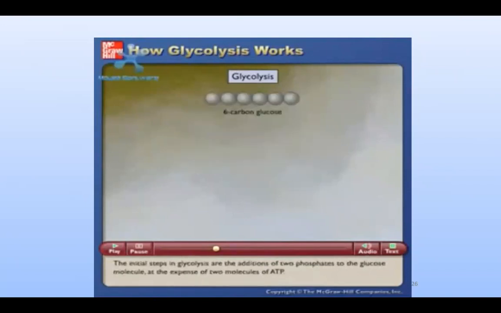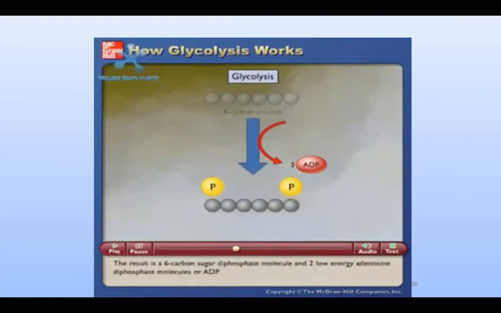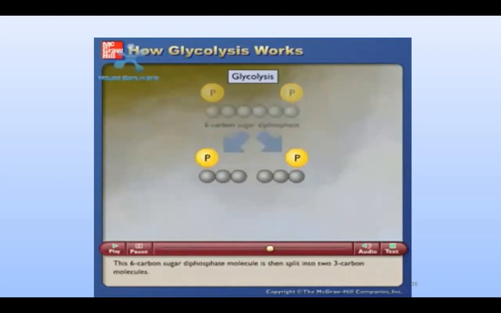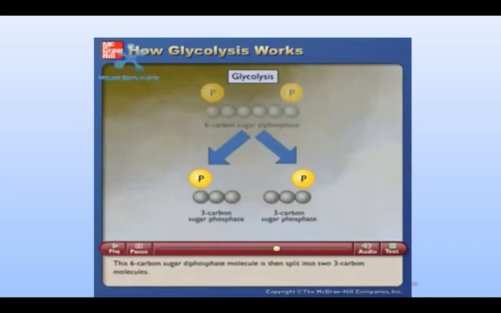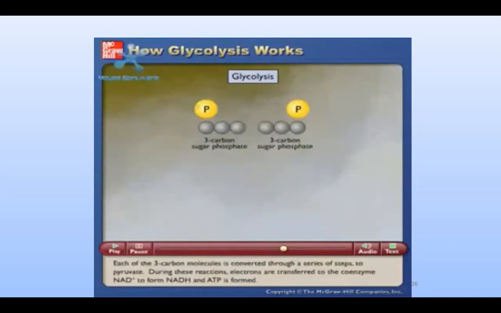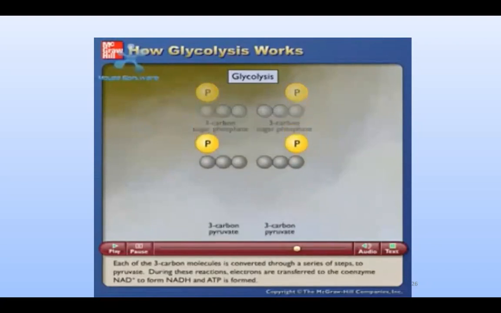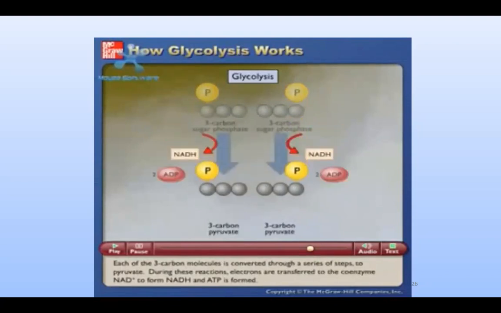The initial steps in glycolysis are the additions of 2 phosphates to the glucose molecule at the expense of 2 molecules of ATP. The result is a 6-carbon sugar diphosphate molecule and 2 low-energy adenosine diphosphate molecules, or ADP. This 6-carbon sugar diphosphate molecule is then split into 2 3-carbon molecules. That's your G3P. Each of the 3-carbon molecules is converted through a series of steps to pyruvate. During these reactions, electrons are transferred to the coenzyme NAD+ to form NADH, and ATP is formed.